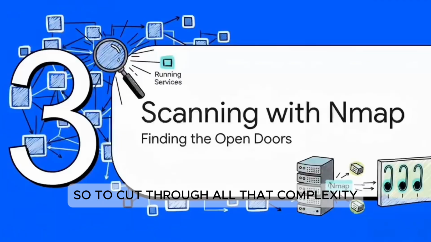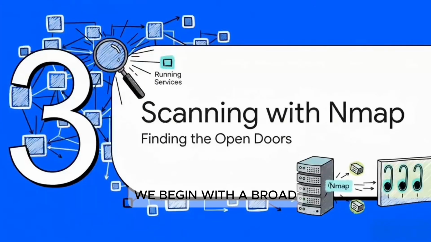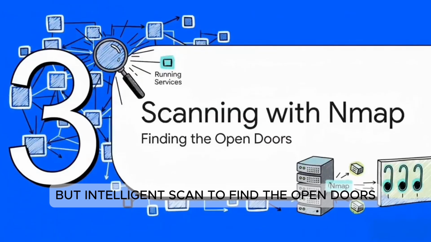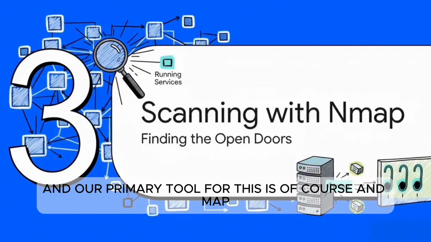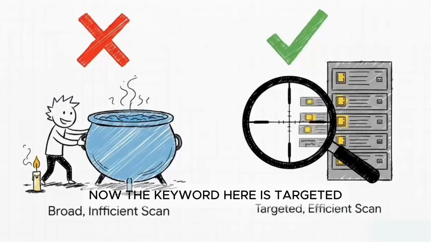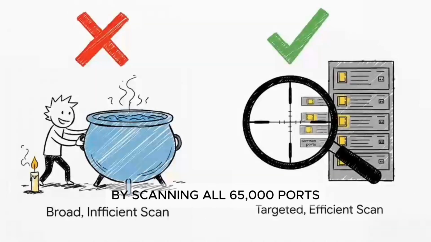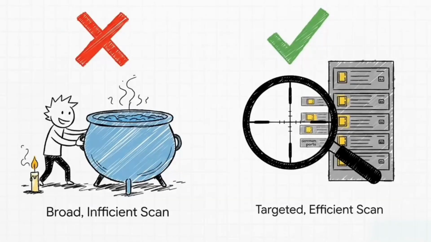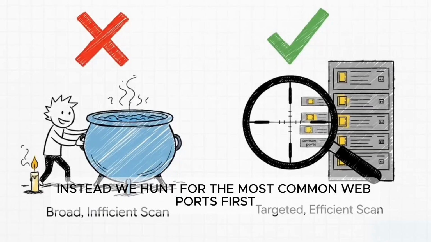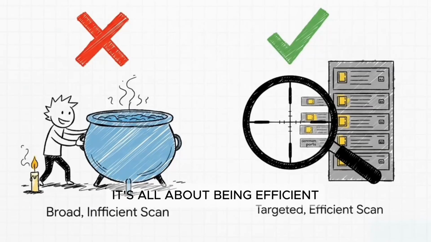So, to cut through all that complexity, we don't start by getting lost in the details. We begin with a broad but intelligent scan to find the open doors, basically the running web services. And our primary tool for this is, of course, Nmap. Now, the key word here is targeted. We're not trying to boil the ocean by scanning all 65,000 ports on every single host. That would take forever. Instead, we hunt for the most common web ports first to get a quick lay of the land. It's all about being efficient.